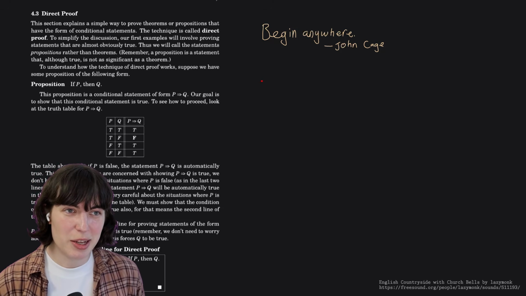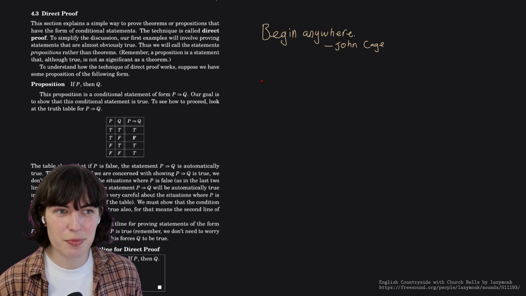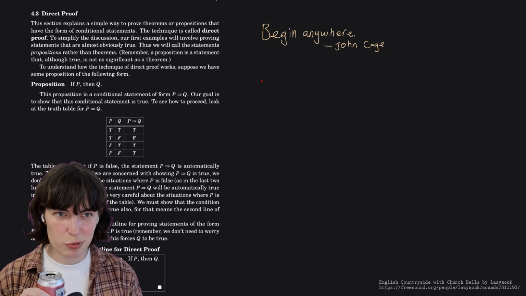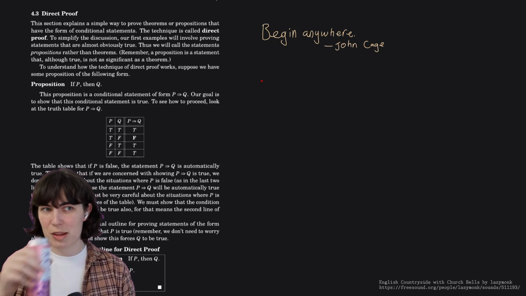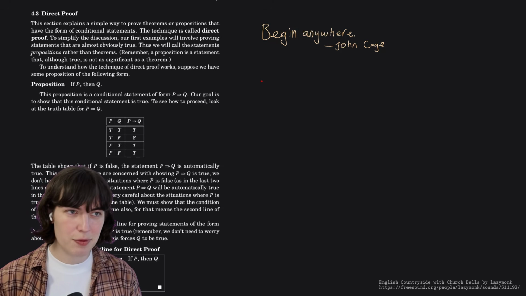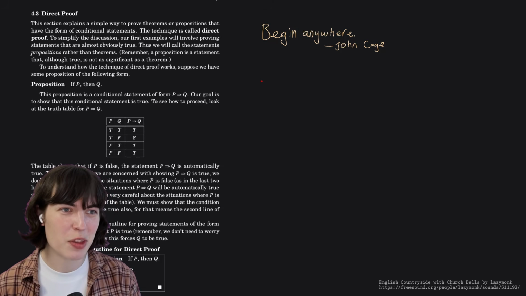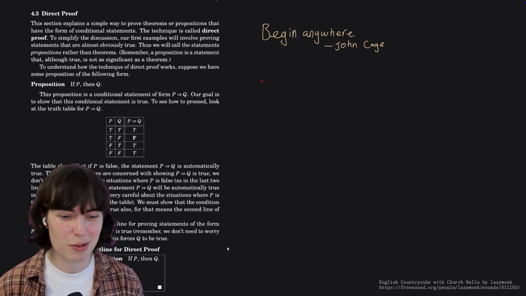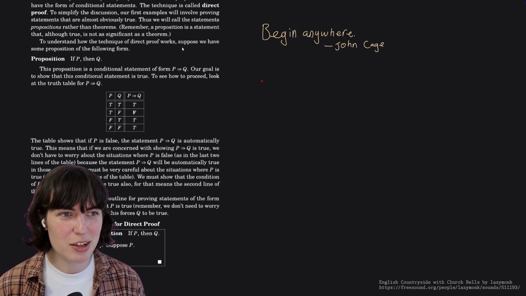This section explains a simple way to prove theorems or propositions that have the form of conditional statements. The technique is called direct proof. To simplify the discussion, our first examples will involve proving statements that are almost obviously true. Thus, we will call the statements propositions rather than theorems because they're little babies and they don't count. Remember, a proposition is a statement that, although true, is not as significant as a theorem. They're puny.